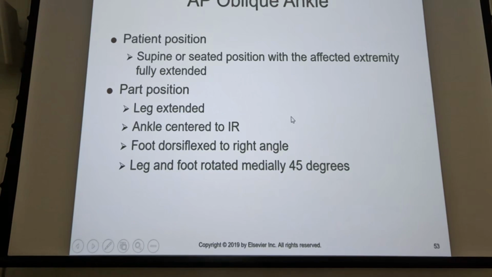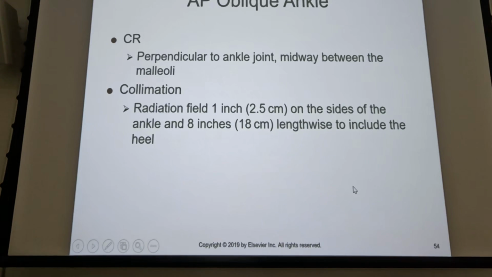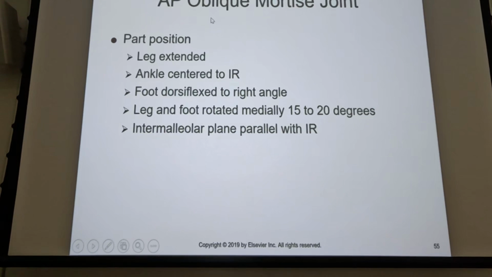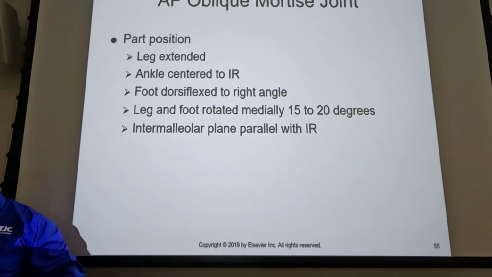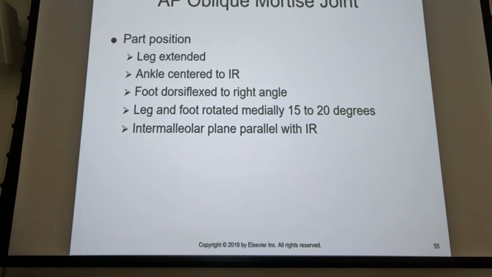So we already talked about the AP obliques. Remember, 45 degrees gives you the lateral malleolus. 15-degree oblique is our mortise joint. So you might not even see oblique or anything in the test question referenced. It just may be, how do we see the mortise joint? Your answer is 15 to 20 degree internal rotation of the ankle.